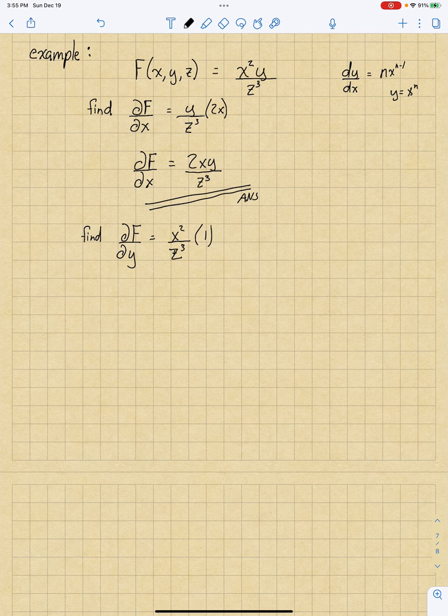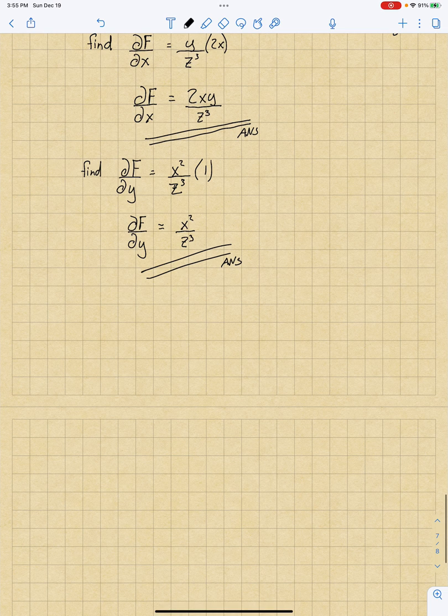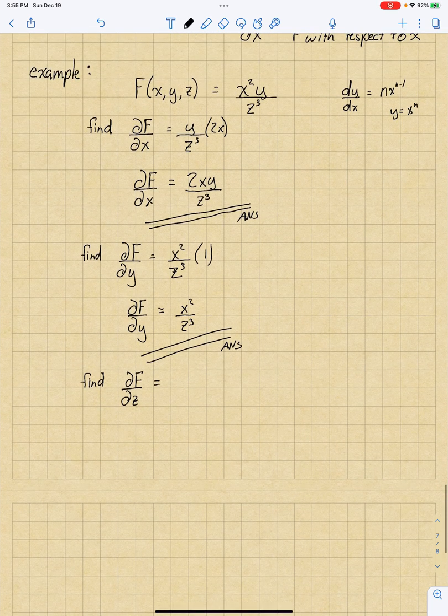So again, we can simplify this down, and the partial of f with respect to y is going to be equal to simply x squared divided by z cubed. That is our answer for that partial derivative. And we'll do one more in this video. We'll find the partial of f with respect to z.